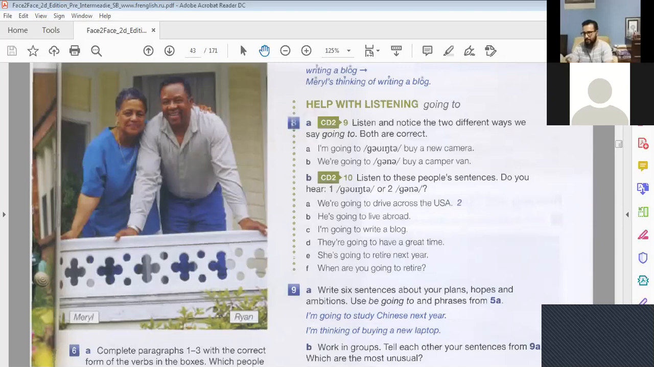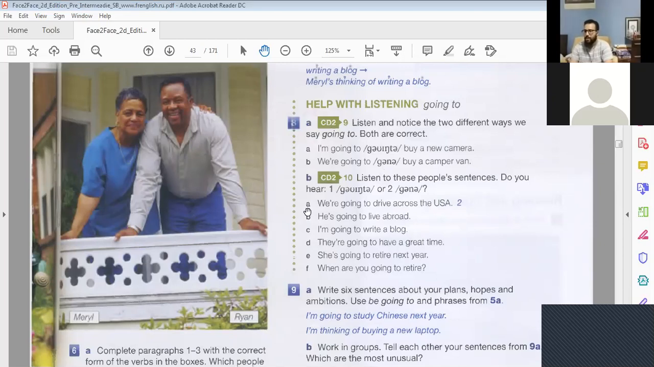B. We're going to buy a camper van. What do you think? Do you see? The first one is "going to buy," but the second one is "gonna buy," right? So these are two different ways. Sometimes they say "going to buy," "going to drive," but sometimes they say "gonna." Both are okay, I guess.